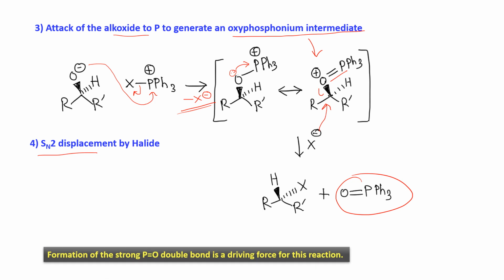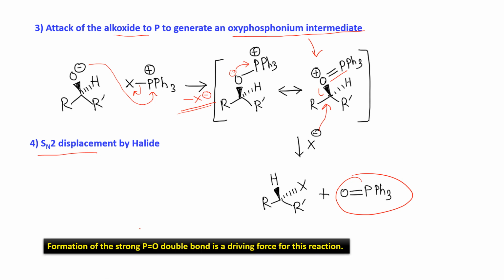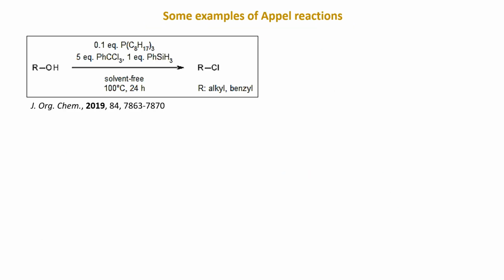Now this is actually the driving force, because this bond is very strong. The strength of the P=O double bond is very high, and this is the driving force for this reaction, especially for this last step. So now we have obtained our final product, which is this one. Let's have some examples of Appel reactions. Though the mechanism that we have just seen is the first reported, after that there are so many works going on.